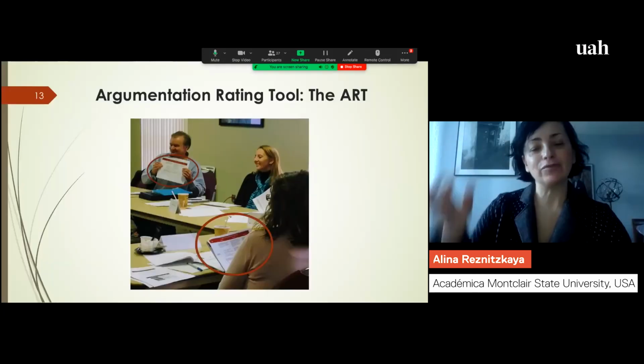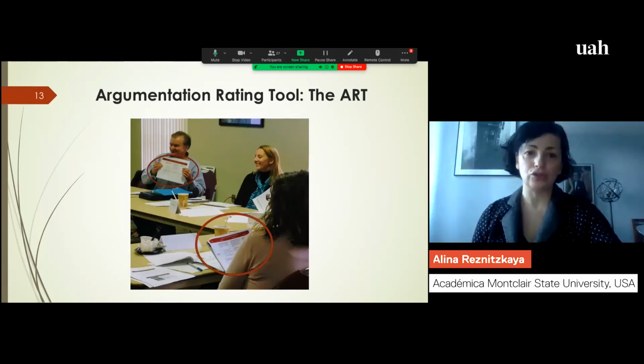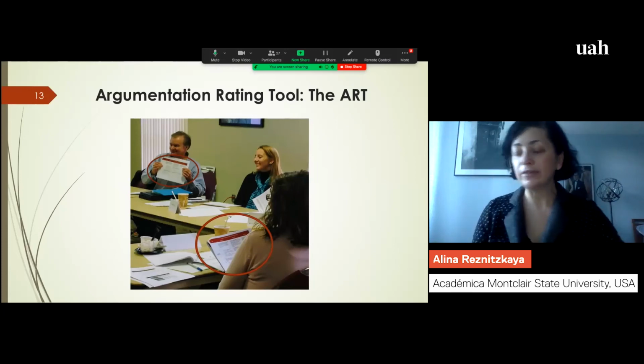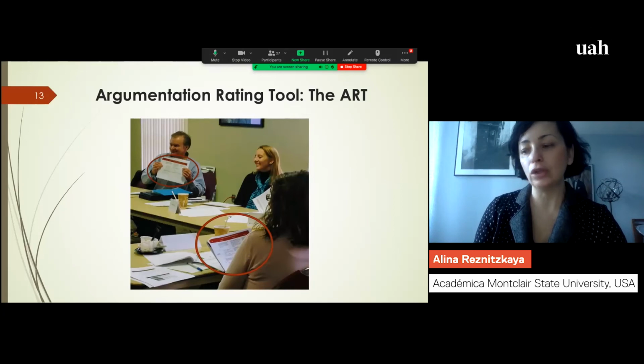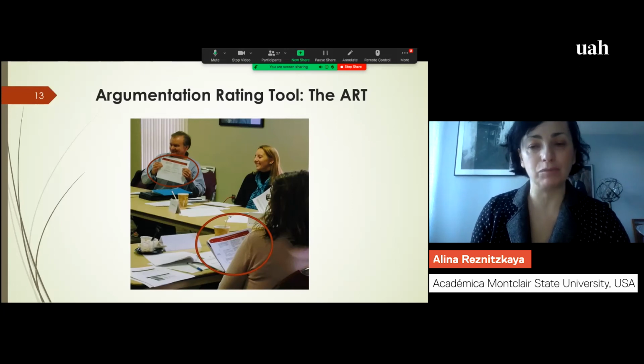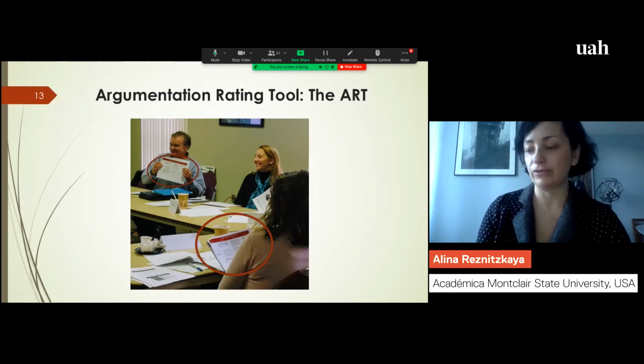Yeah, so let me just very briefly in the last 5 minutes introduce to you this instructional observational tool that we developed called the argumentation rating tool, which became very central to our professional development program. Let me tell you about it. It basically became like a textbook for what we expected teachers to learn. And it also was very helpful for teachers as they facilitated the discussion and also reflected on their own facilitation.